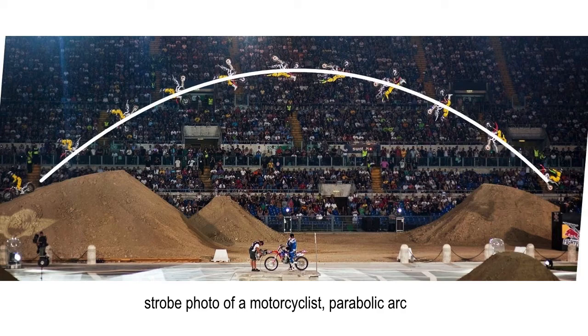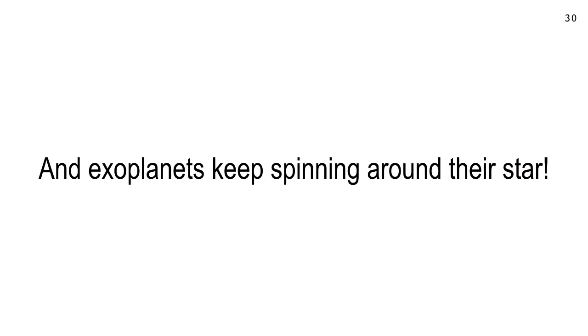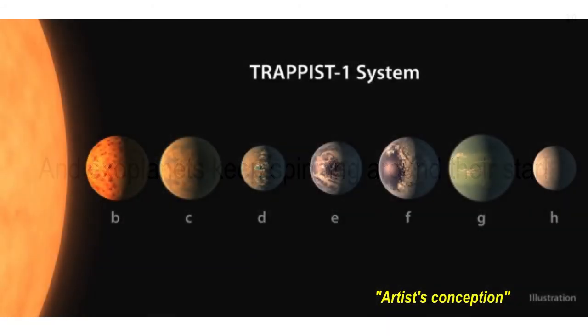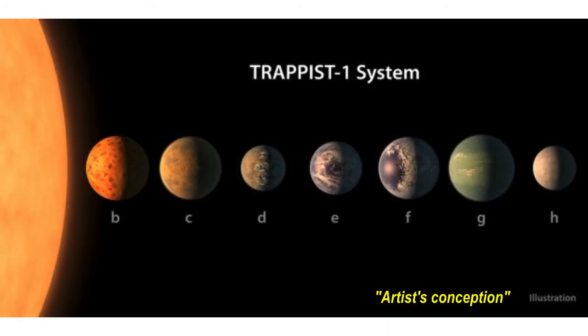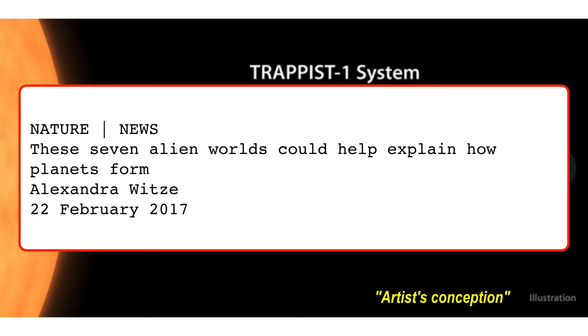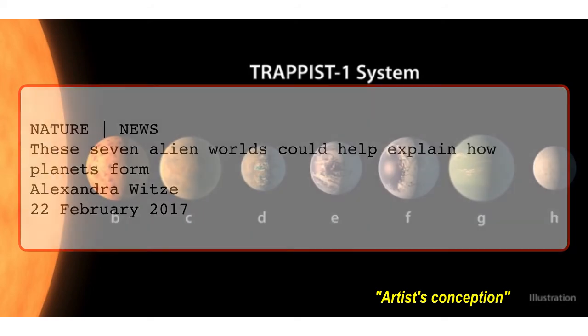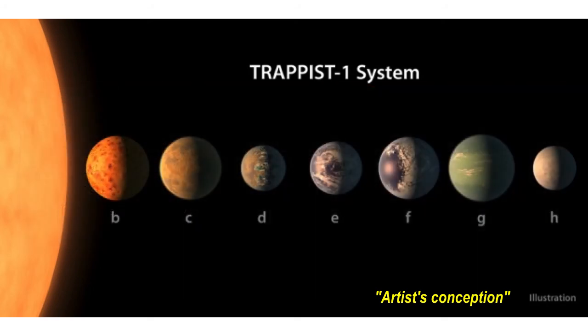Here's another system where angular momentum is conserved, something that was in the news yesterday. The exoplanets around that star, TRAPPIST-1. Here's an artist's conception. This is from the NASA website. And you can read about it in the journal Nature: 'These 7 alien worlds could help explain how planets form' by Alexandra Witze. That was yesterday. And I'll put the link to this in web courses a little bit later tonight.